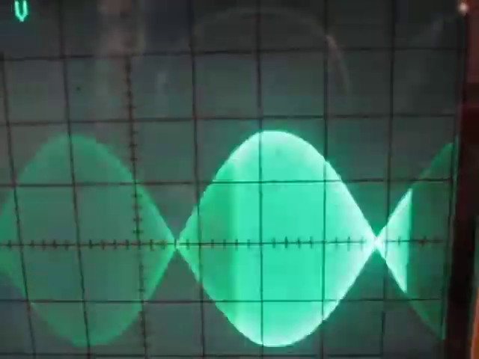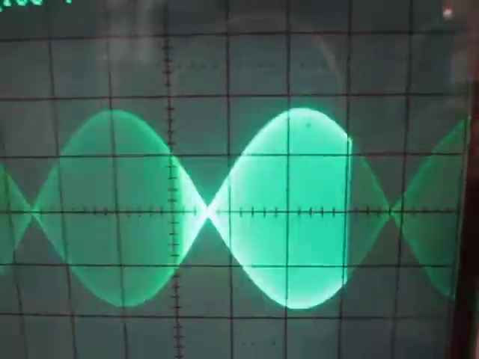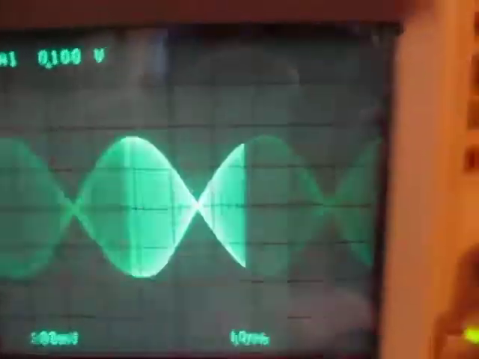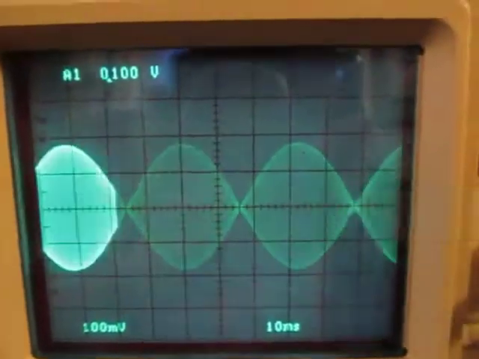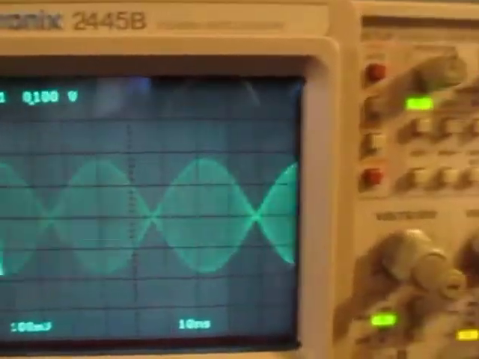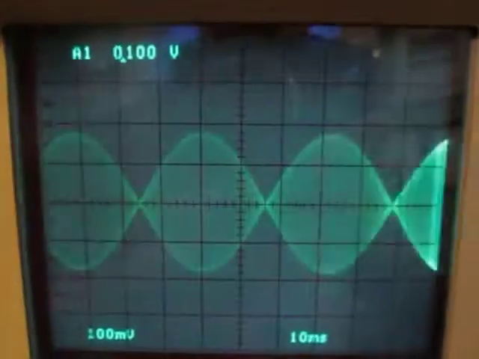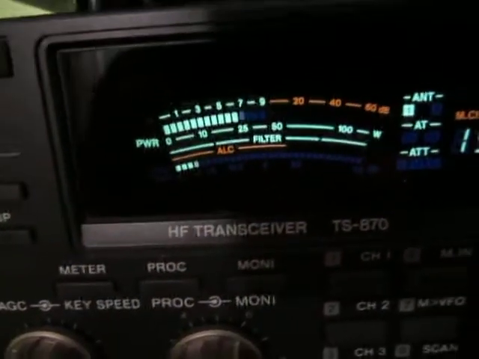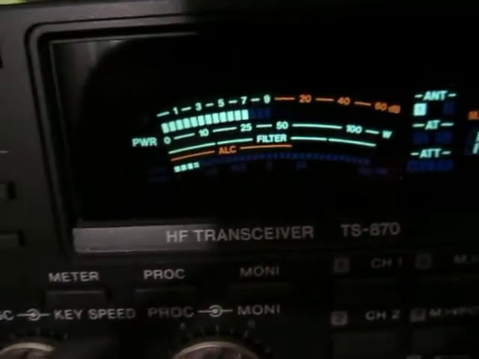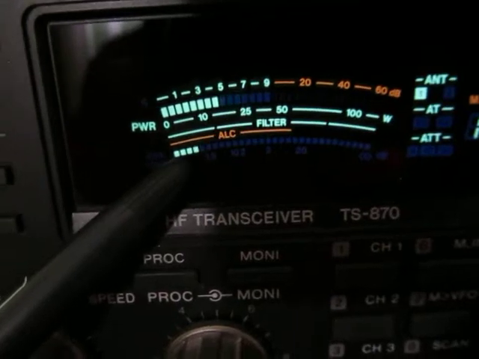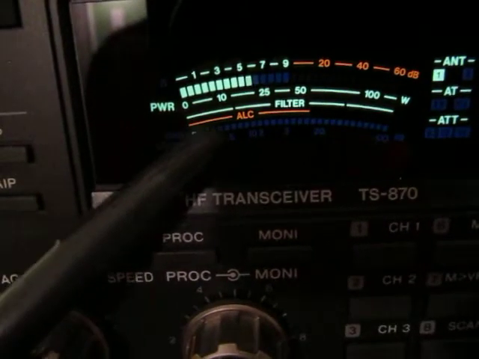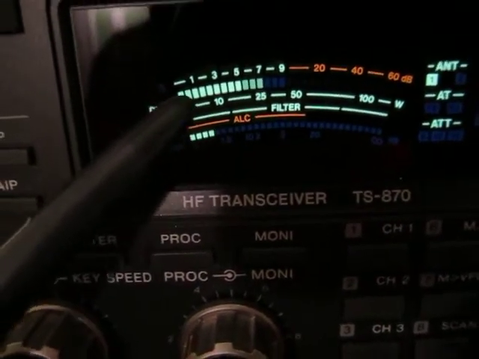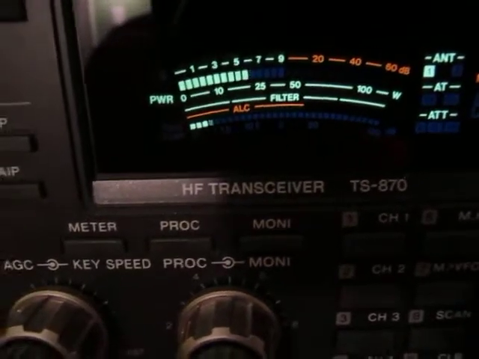Okay, so let's go take a look at how we might recognize when we're getting a good signal like this, just by looking at the meters and things like that we have available to us. So with this signal properly adjusted, we look over at the rig. I can see that I'm just barely tickling the ALC, okay, on the meter here. So I'm well within the recommended zone for ALC. I can see the power is about 25 watts, okay.